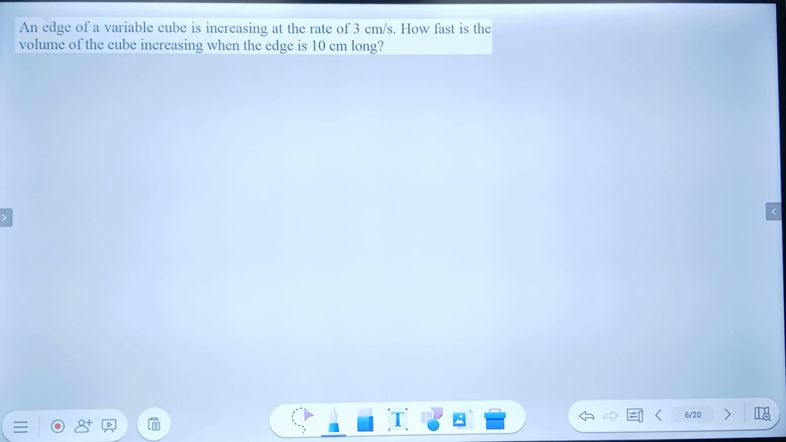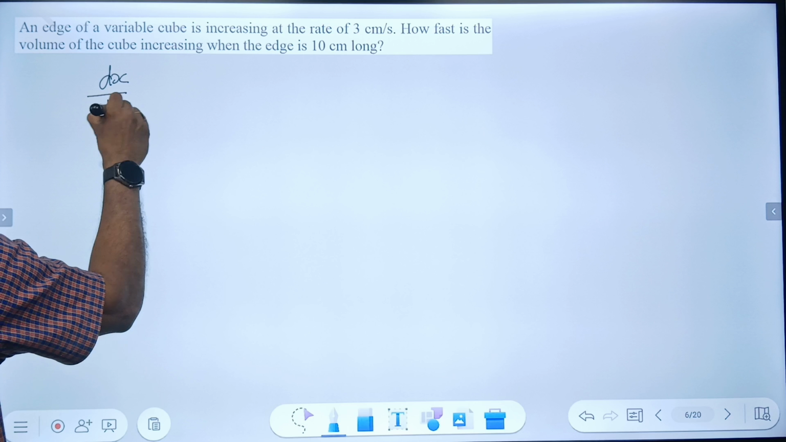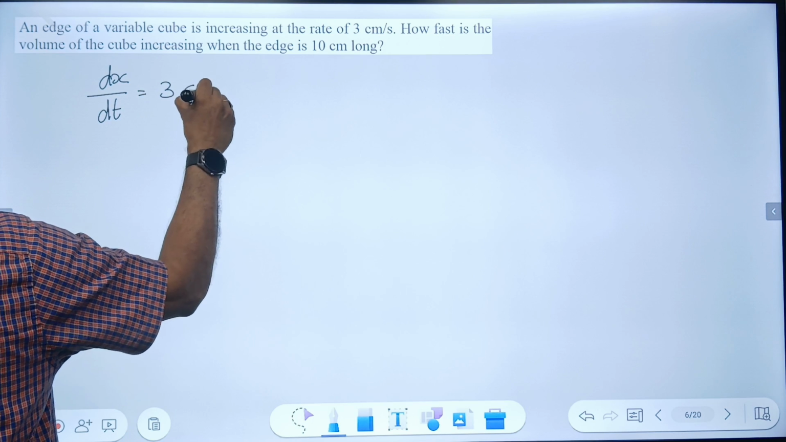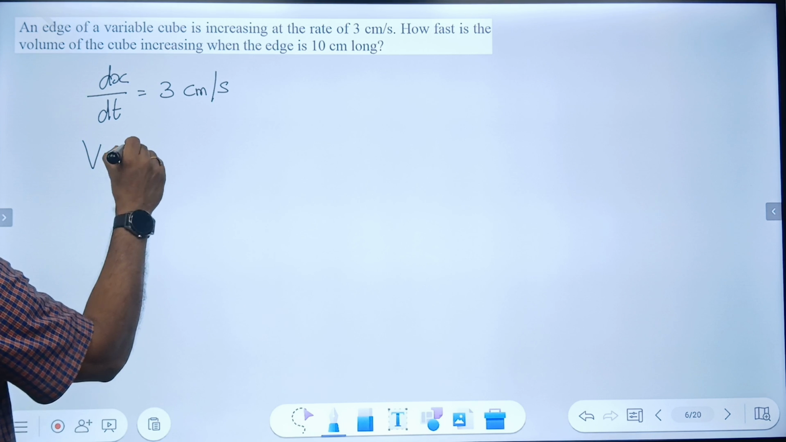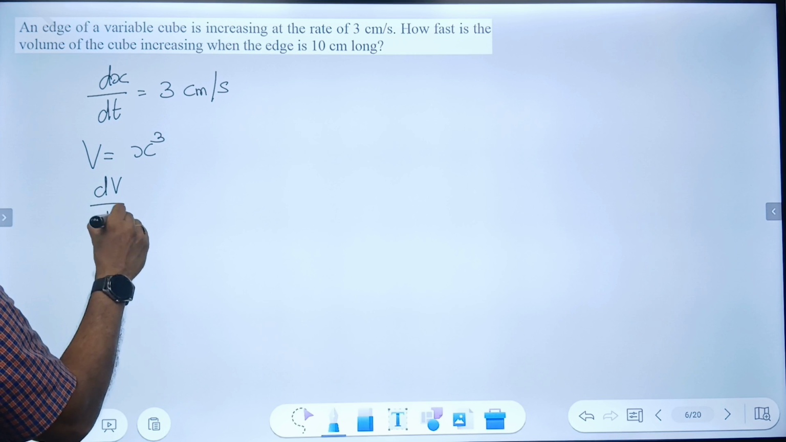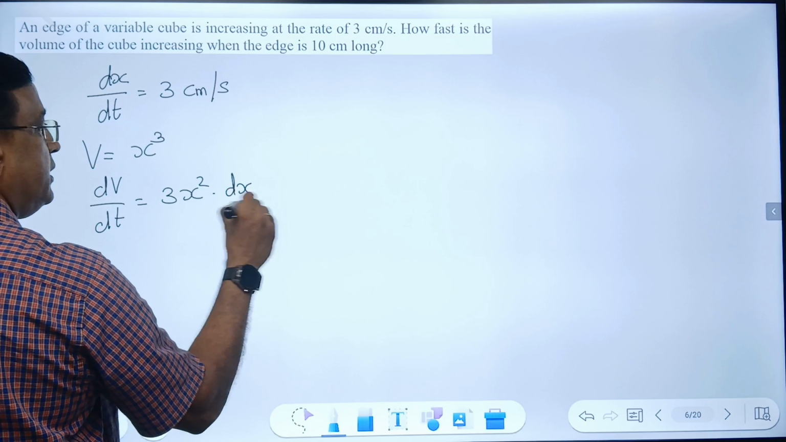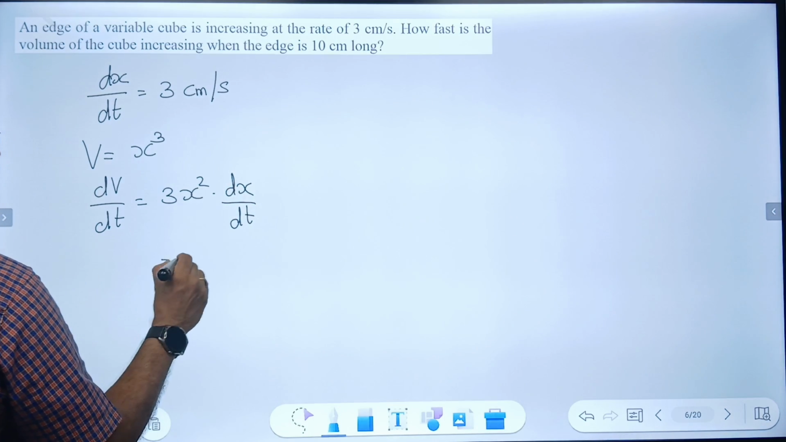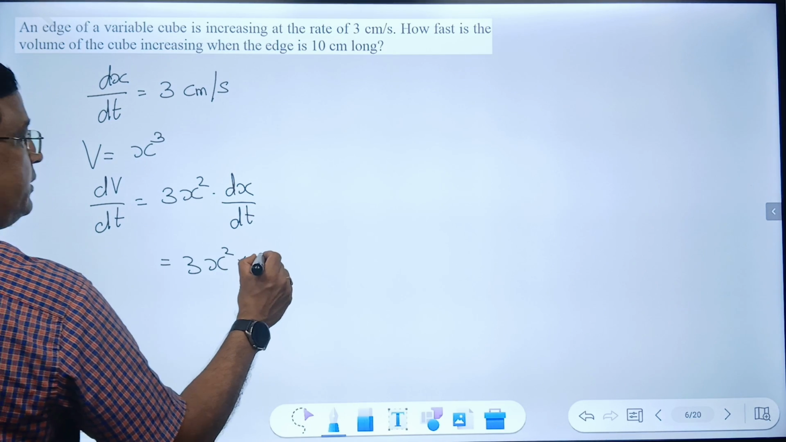Now, the edge of a variable cube is increasing at the rate of 3 centimeters per second. I'll take the edge as x. How fast is the volume of the cube increasing? What is volume of a cube formula? X cube. So dV by dt equal to 3x square into dx by dt. Therefore, this is 3x square into, what is dx by dt?